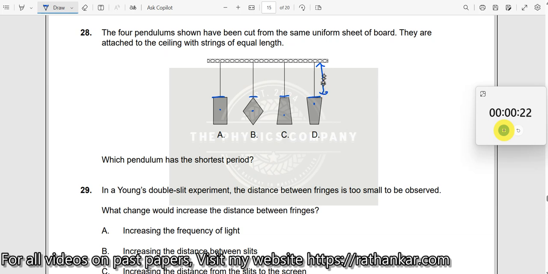Which means this will have a lesser length as compared to all of them. This will have a larger length, while this and this will have the equal length. So, this will have the least length. D will have the least length.